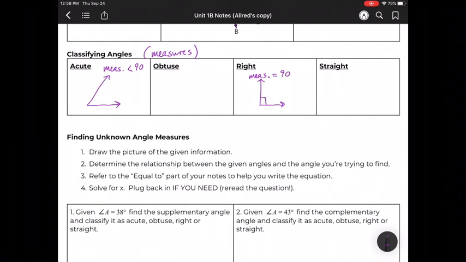So that leaves two other kinds of angles, an obtuse angle and a straight angle. The obtuse angle is when our measure is greater than 90 degrees. And remember your symbols for less than and greater than. So I'm beyond a right angle, so I'm going to draw it bigger than 90 degrees. A straight angle is when our measure equals 180 degrees exactly. A straight angle is also a straight line.